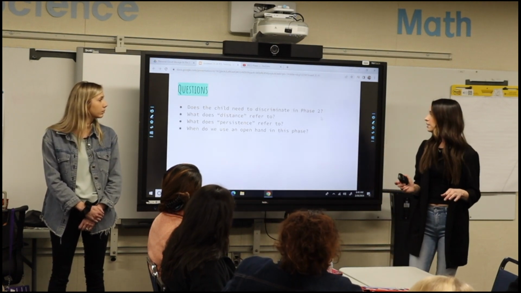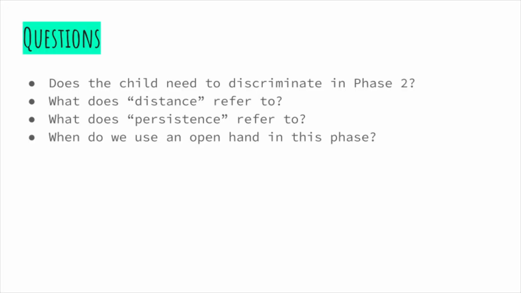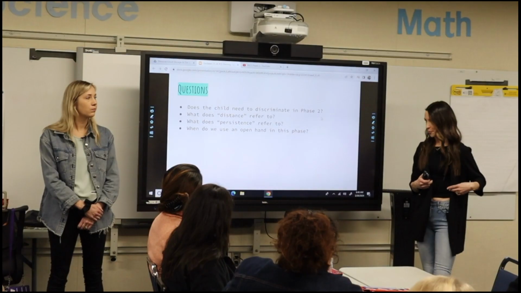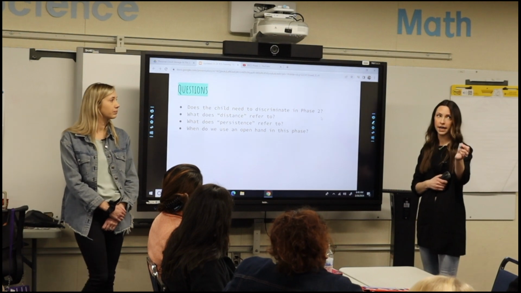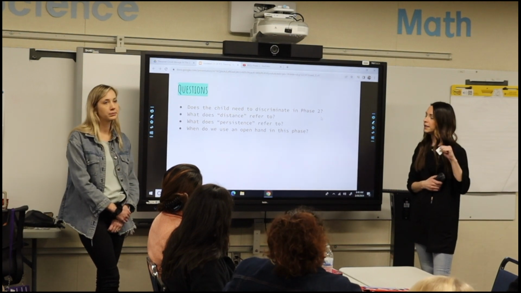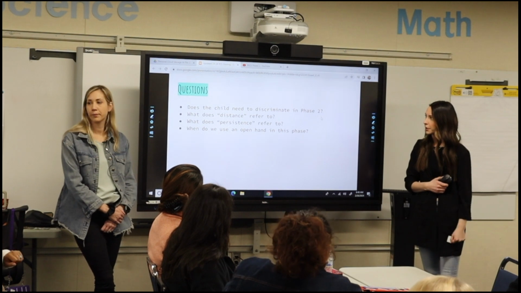Okay, so does the child need to discriminate in phase 2? No, there will be no discrimination. We're still using that one icon because now we're teaching and introducing the book, and distance between the communication partner.